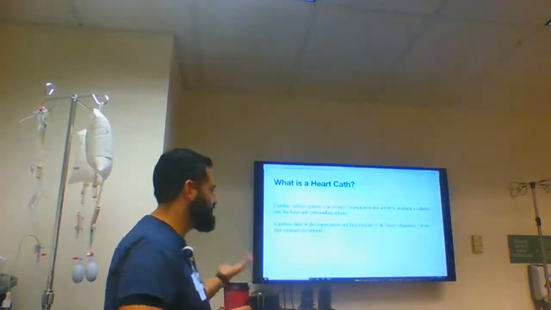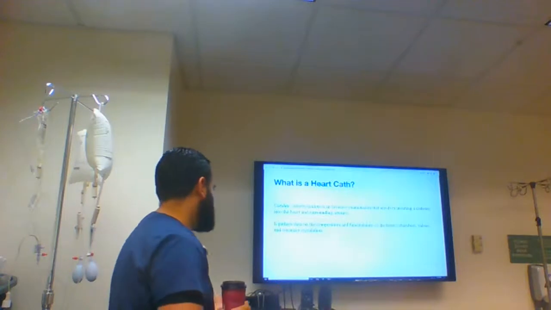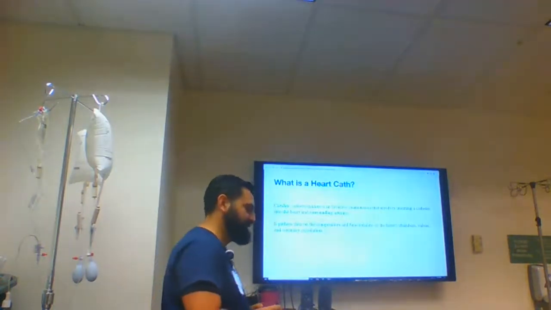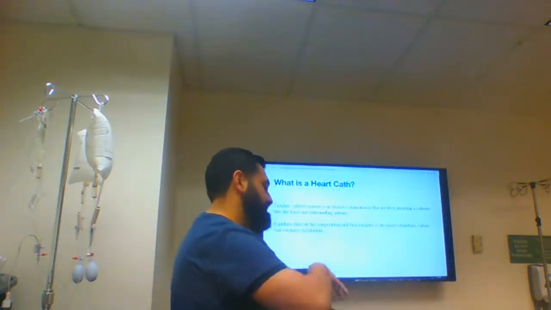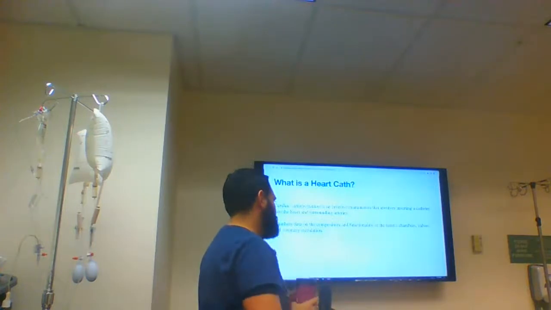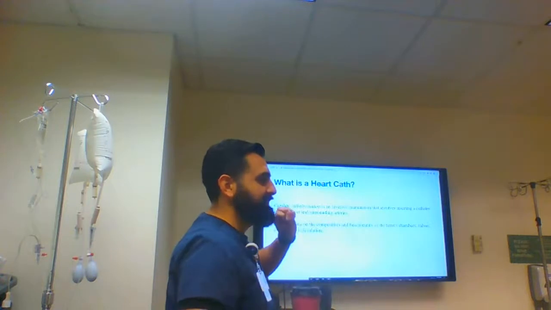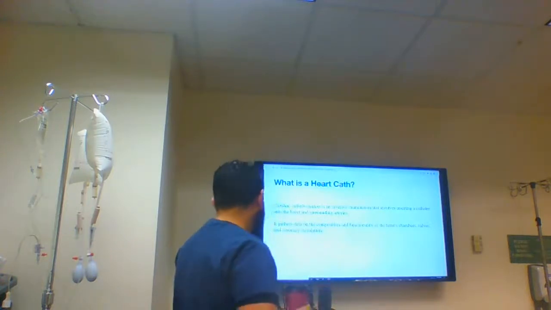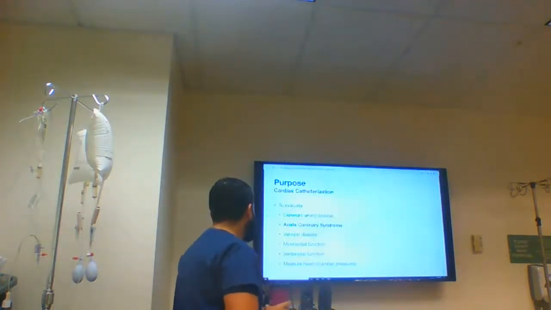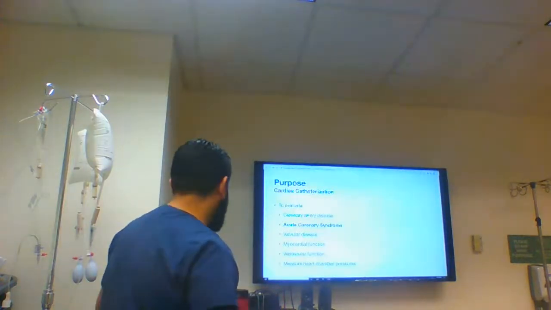Right heart catheterization gathers data on the composition and functionality of the heart's chambers, valves, and coronary circulation. So inside the heart as well as outside the heart. What we're looking at is the coronaries, which is the heart's own blood supply. Okay, so why would we need a cardiac cath?